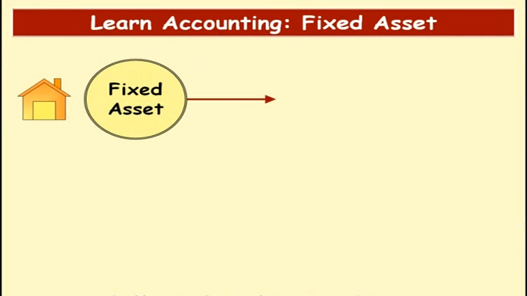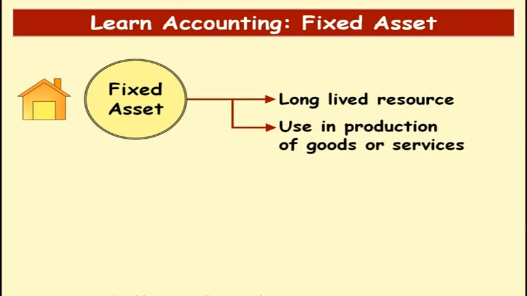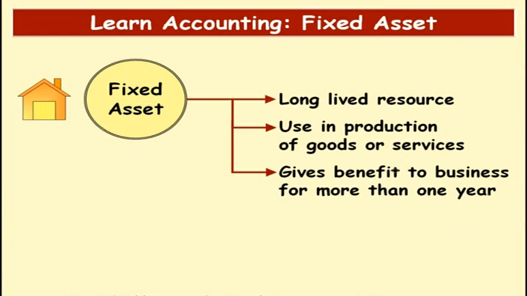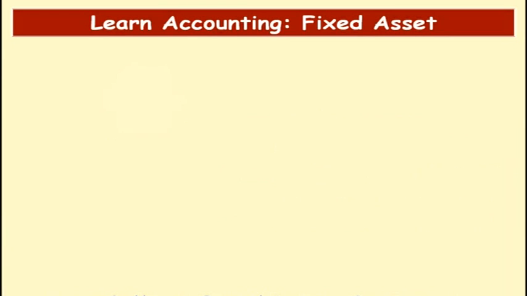When we talk about a fixed asset, it is an asset which has a long life, so it's a long-lived resource. Business uses such an asset in the production of goods or services. Such an asset provides benefits to the business for a period longer than 1 year, so it is not consumed in the activities of the business during a year. And such an asset has a limited useful life. The period during which the asset provides benefits to the business is called useful life.